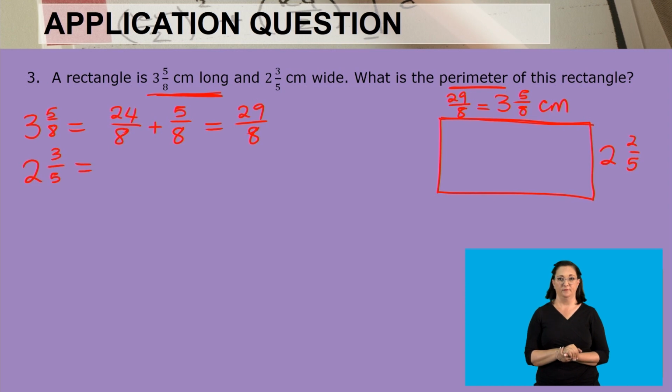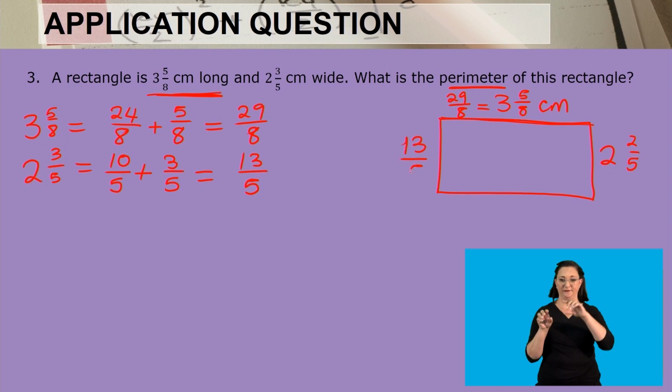That is going to be 10/5, which is the same as 2 wholes. And then we are going to add 3/5 onto that, and that gives us 13/5. So that means that that side is equal to 13/5. We know that in a rectangle, the two opposite sides are equal. So if this side is 13/5, this side is also 13/5.